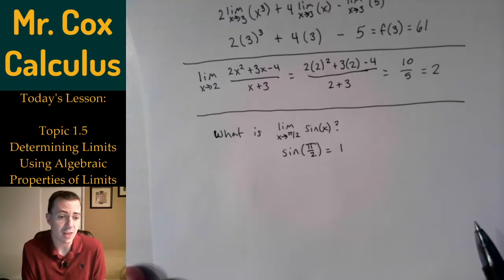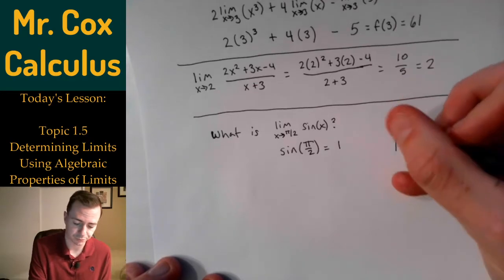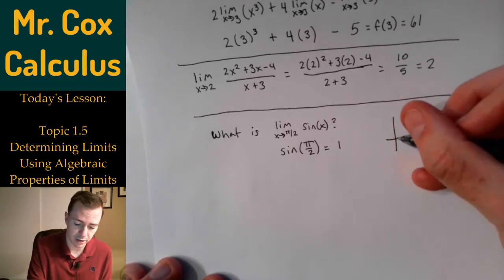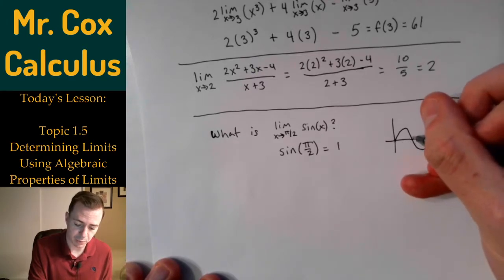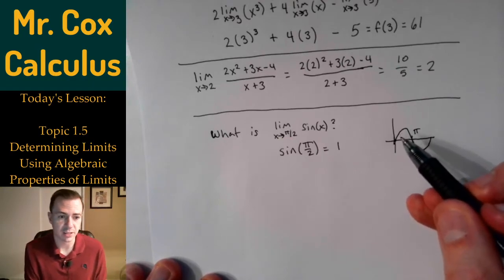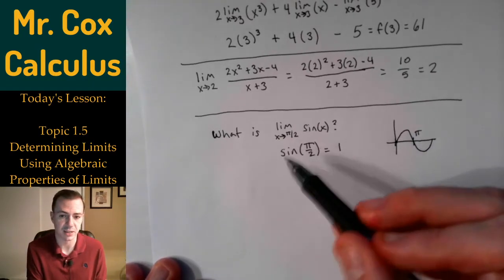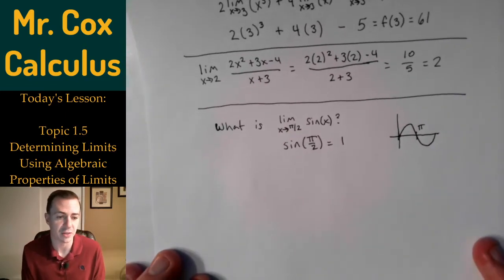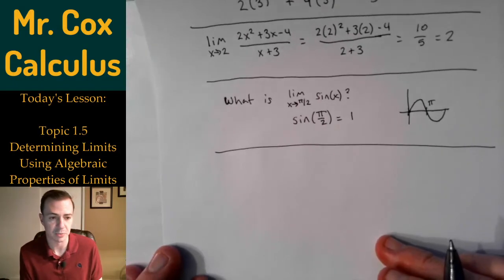And you can verify that with a graph. I'll just draw one period of the sine graph right here. Here would be 0, there's your pi. You can already tell from what you know of the graph that as I'm getting close to pi over 2, the function values are getting close to 1. And I was able to tell that this time just through the process of direct substitution.